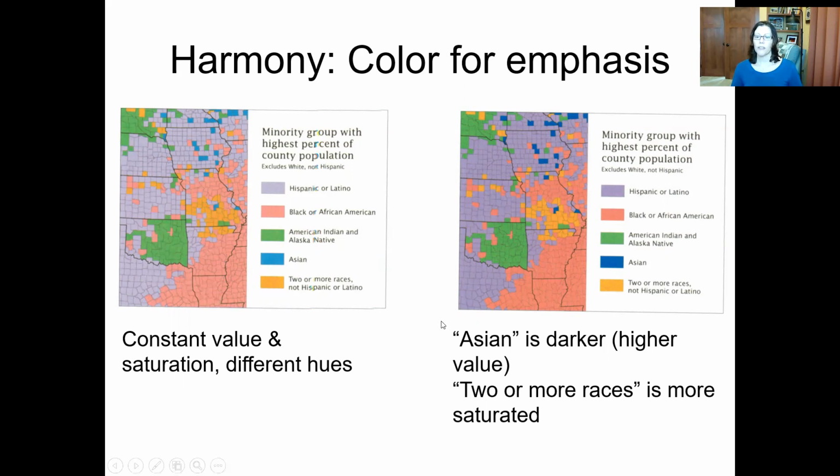So they have changed the value for Asian, for these blue. That makes it a little bit darker blue. And they have made 2 or more races a little bit more saturated, which makes it, I guess, a little bit more yellowy yellow. And the effect is that if you just change the saturation or the value for some of your less common categories, they tend to visually pop out a little bit more, which, if you want to emphasize the rare things that are happening in your map on kind of an equal footing to the more common things, is a way to do it.